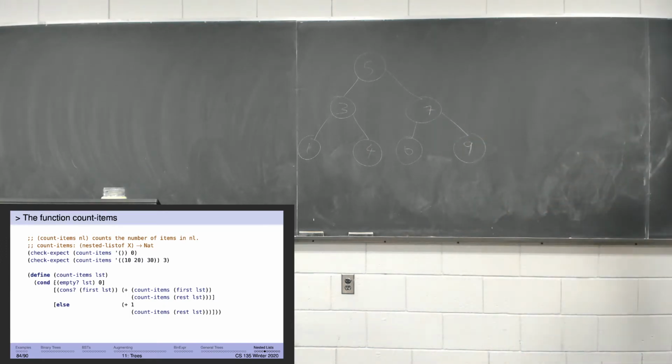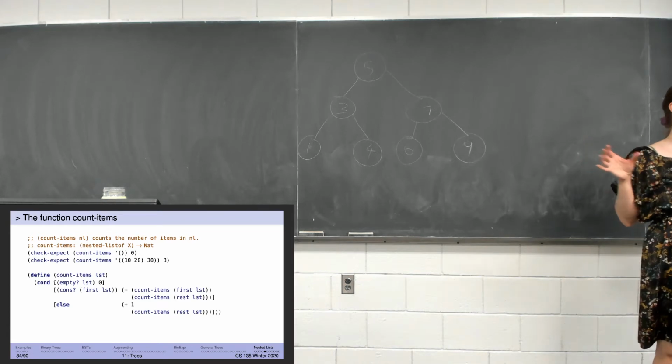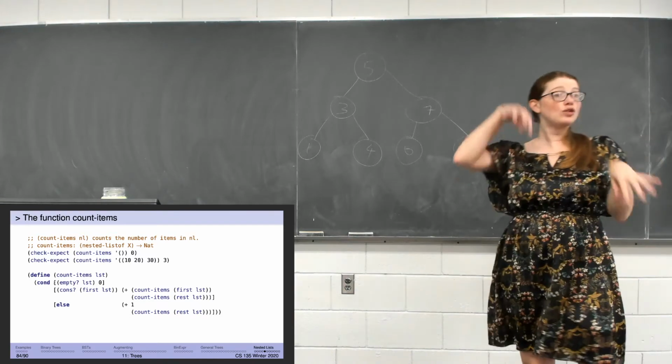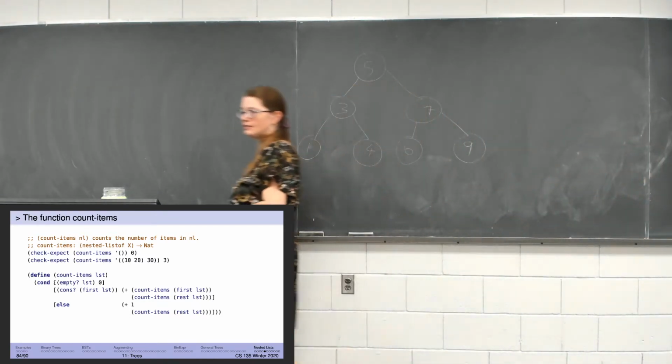So in the case where it's empty, we produce the base value of 0. In the case where the first item is not a list, we add 1 to the count of the number of items in the rest of the list. And in the case where the first item is a list, we're going to add the results of counting the items in that first list to the results of items we get in the rest of the list. This is traversing a tree. It's visiting every node in the list.